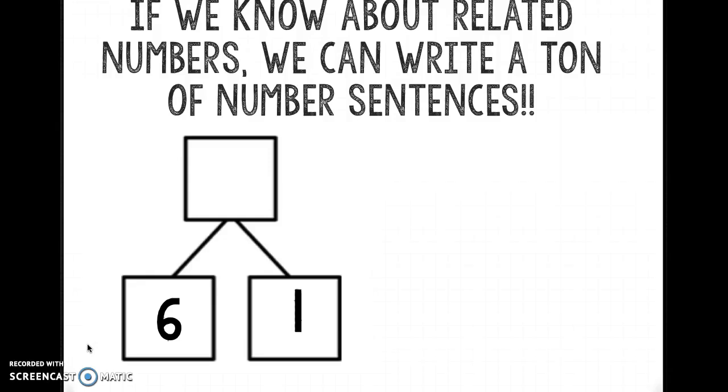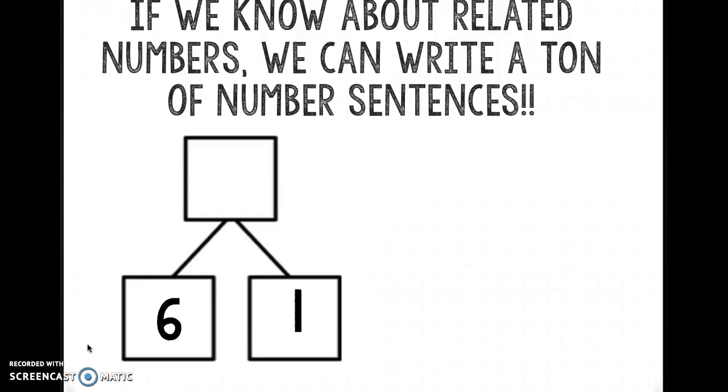Excellent job. Now I need to figure out that missing part of my family or all the related numbers in my bond. So I know if I add the two parts together, 6 plus 1, I'm going to get my whole amount. I'm going to get my magic counting sticks. You might want to draw a picture, or you can just do it in your head if you can count on. Whatever strategy is going to work best for you.